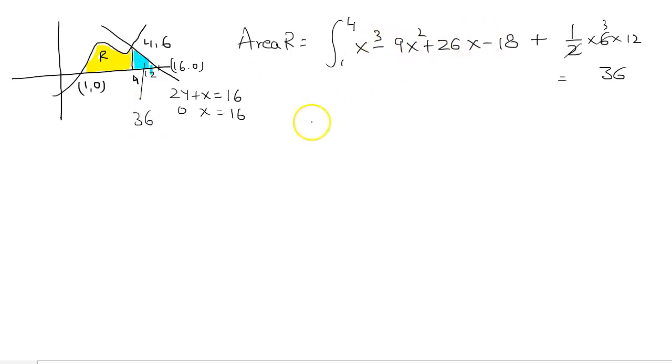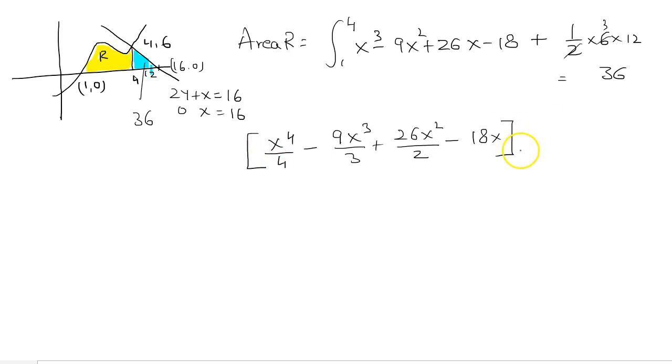Now let's calculate this area. So that one is x to the power 4 over 4 minus 9x cube over 3 plus 26x square over 2 minus 18x, from 1 to 4. So this is x to the power 4 over 4 minus 3x cube plus 13x square minus 18x.